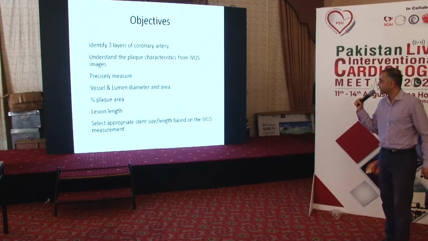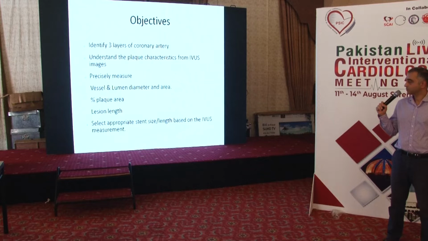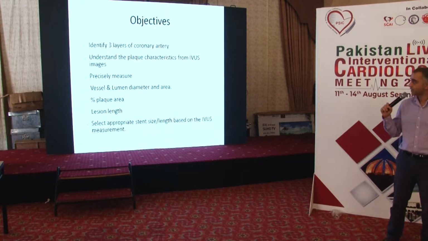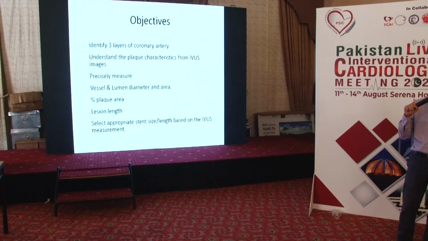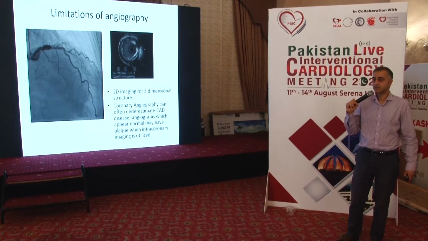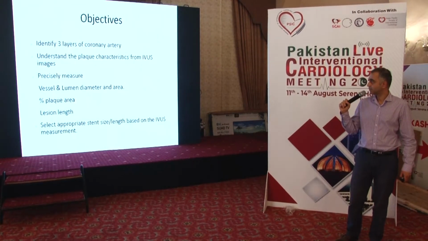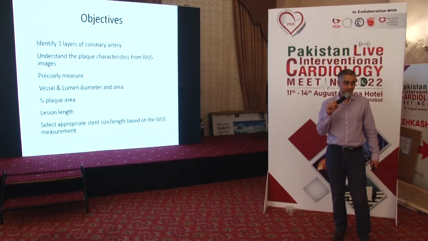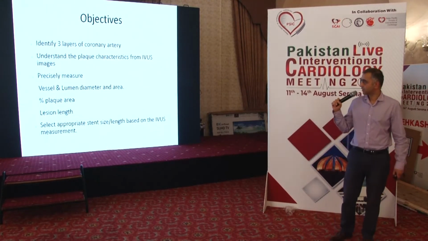Okay, so this is the objective. So what we want to do is for you to be able to identify the 3 layers of the coronary artery. So remember, intima, media, adventitia, and then understand the plaque characteristics from the IVUS images, precisely measure vessel and lumen diameter and make an assessment of the plaque area and also lesion length, and then decide on stenting, appropriate stenting size.